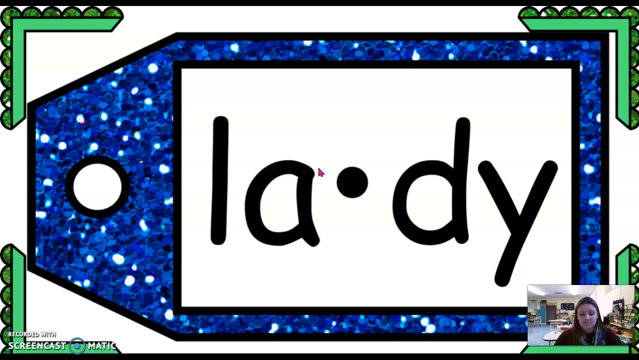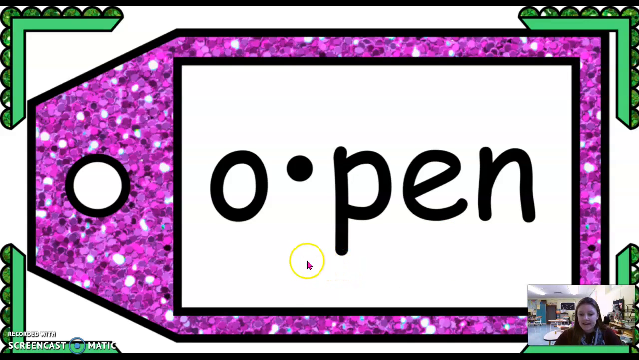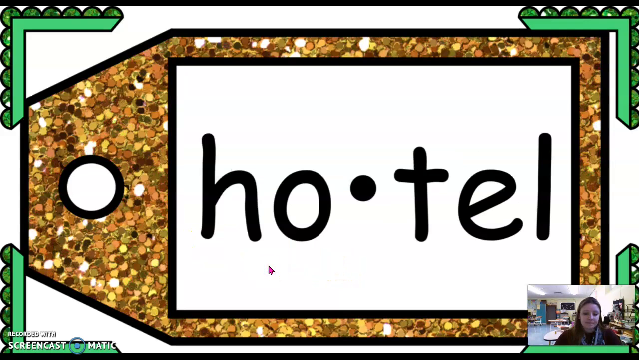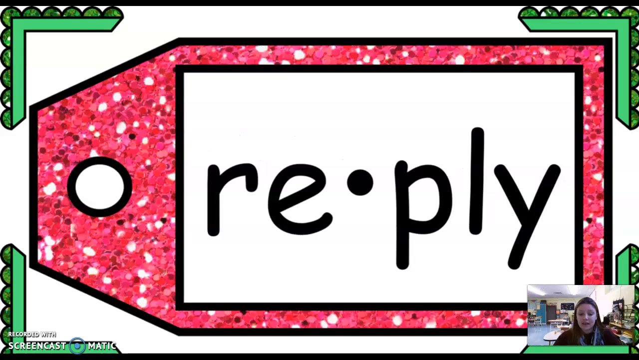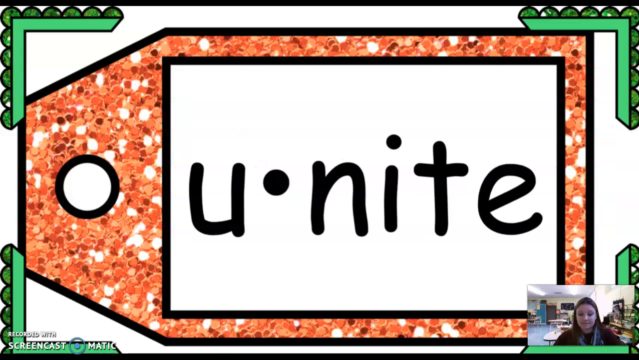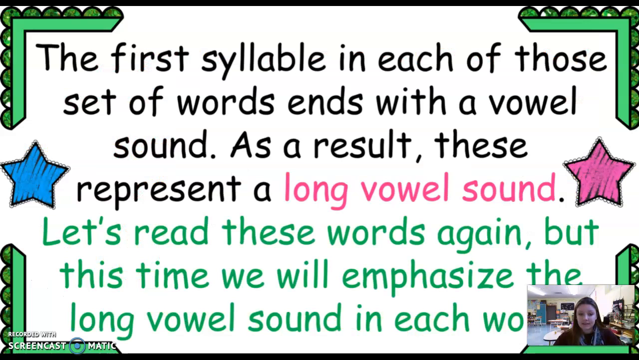Let's look at these ones. Just repeat them after me for now, and then we'll break them down. Lady. Open. Hotel. Tiny. Reply. Unite. The first syllable in those words that we just read ends with a vowel sound. Because they end with a vowel sound, they represent a long vowel sound. Okay?